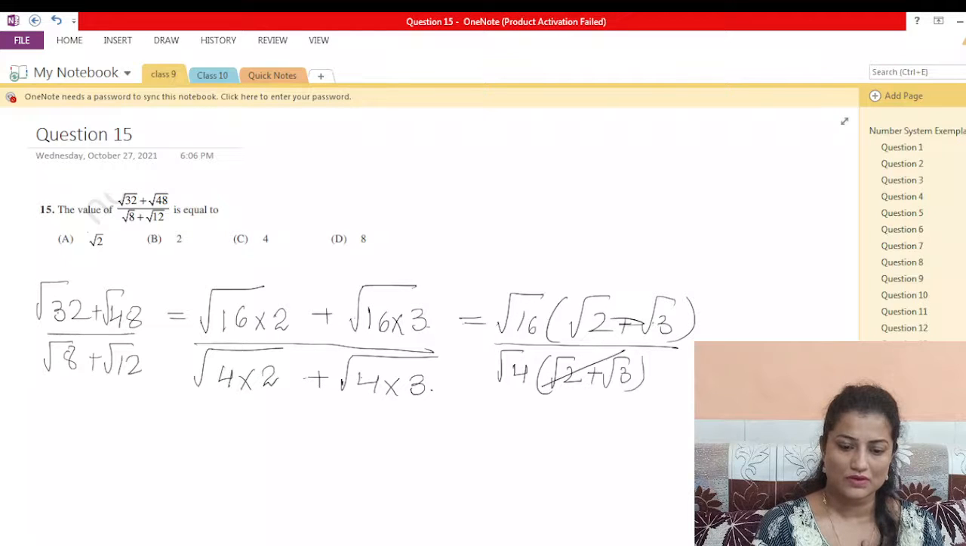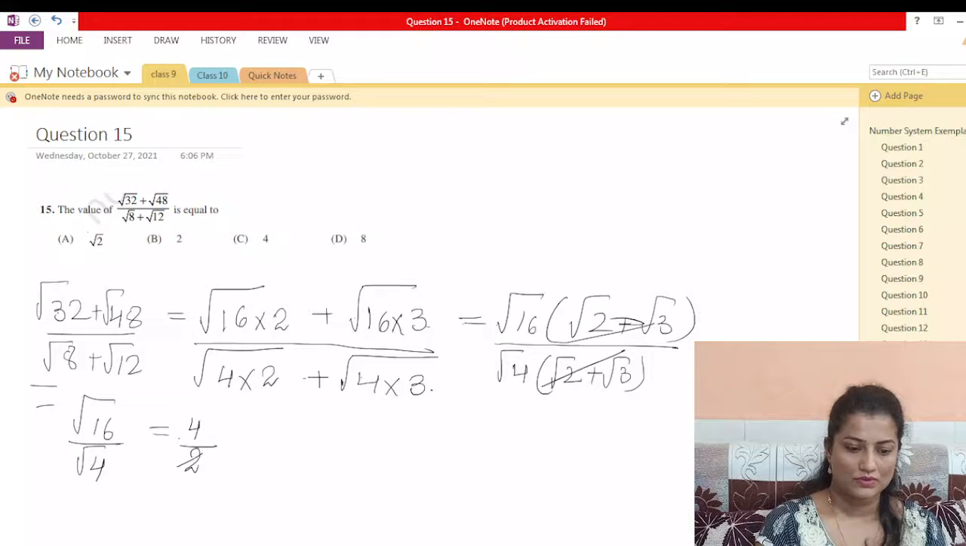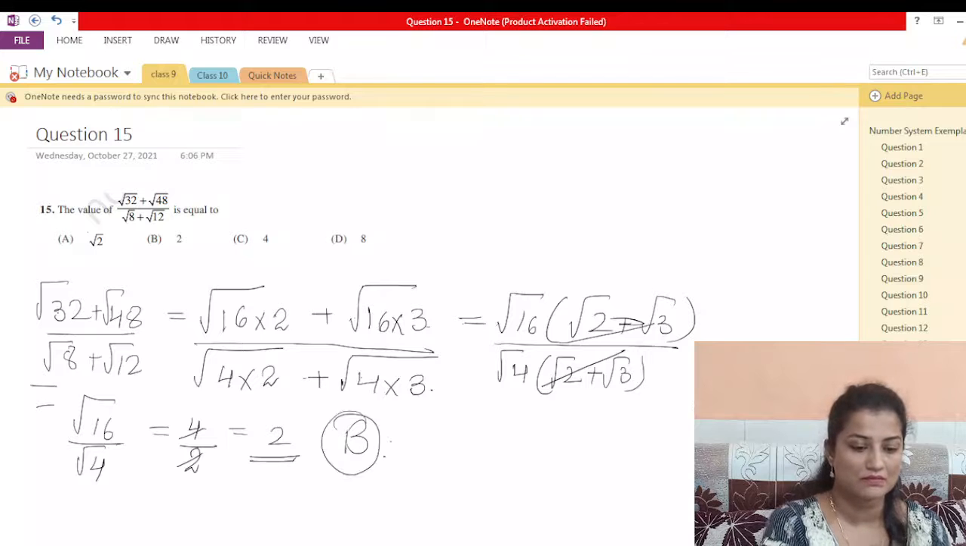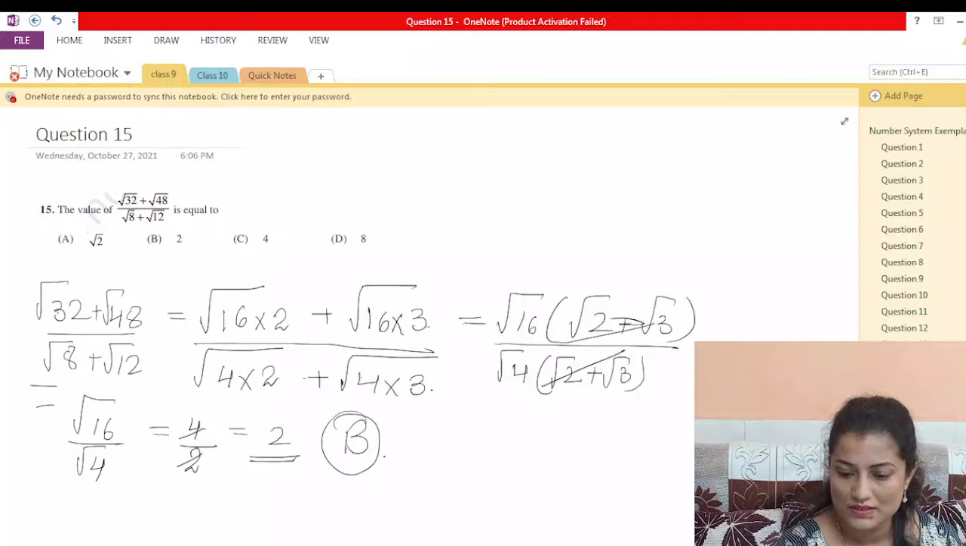Now, these two terms get cancelled. We are getting root 16 divided by root 4. So, root 16 is 4 and root 4 is 2. So, when it got cancelled, we are getting the answer as 2. So, the answer of the 15th question is B. Okay. Now, the next question is the 16th one.